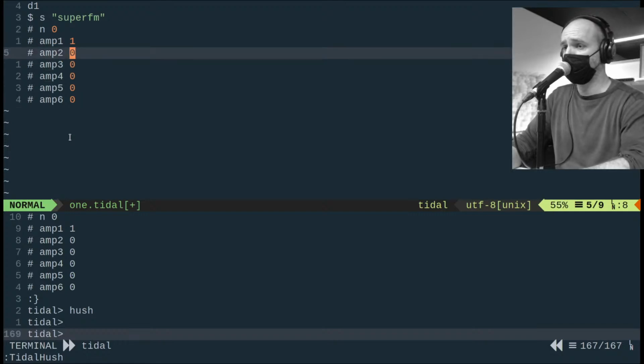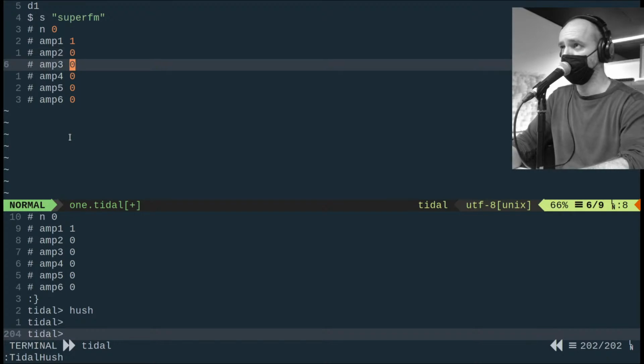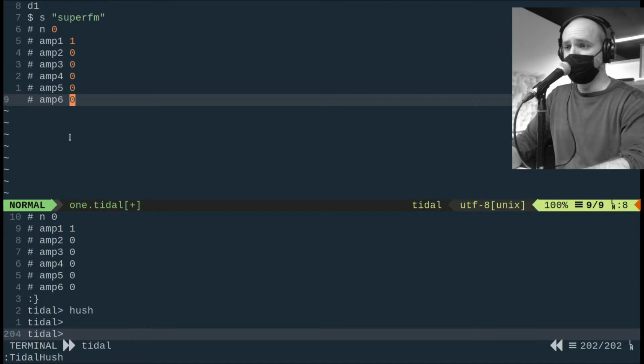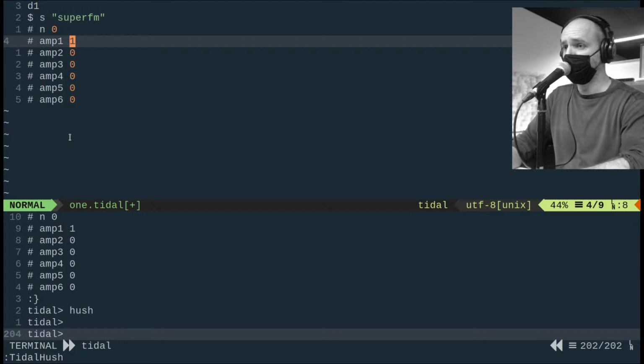If I just hit it again and change the other operators, you'll hear that it gets louder because we'll get all 6 operators sounding. Hear the difference? Good. So as you can see, we convert any operator to a carrier just by changing its amplitude. Okay, if I set this to 0.1, we'll hear it even quieter. But we can hear it, so it's a carrier.